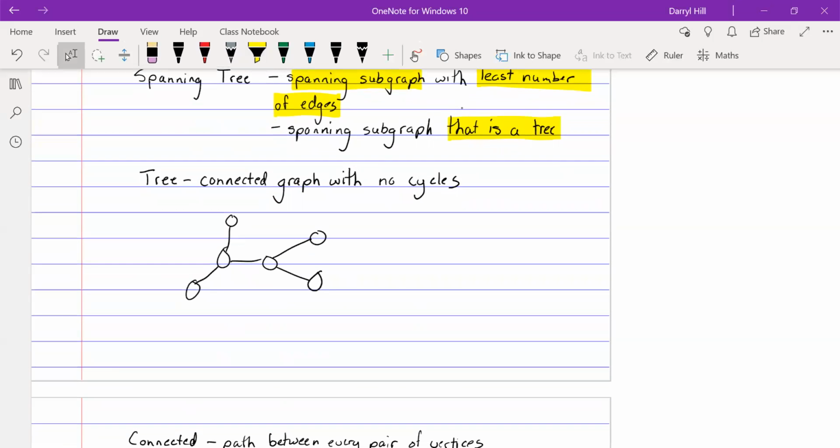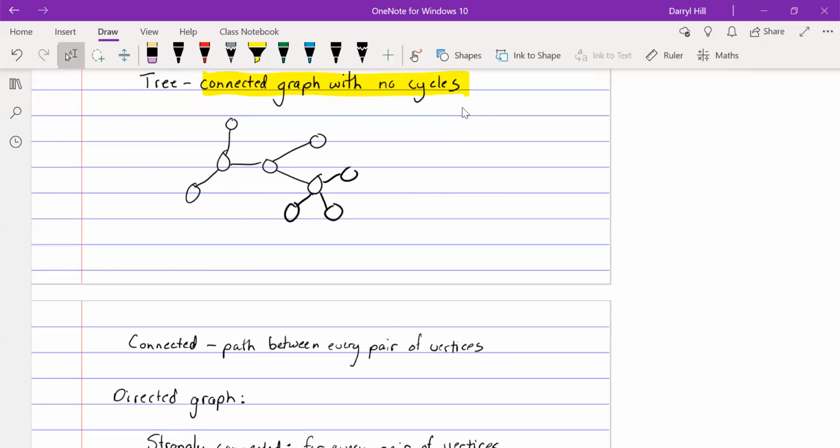Right. So here is an example of a tree. It's a connected graph with no cycles. I could add as many other vertices and edges as I want, but as soon as I do this, it's no longer a tree. Now it has a cycle. Another way to recognize this is it only has one face.